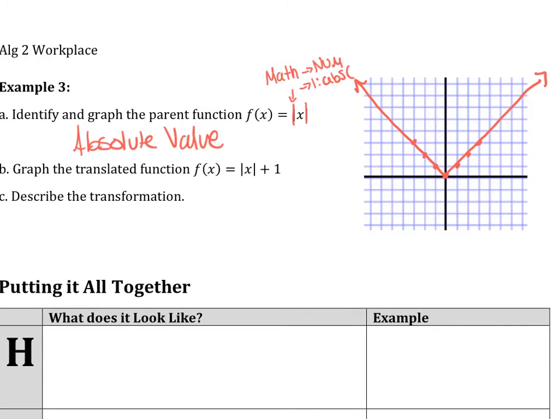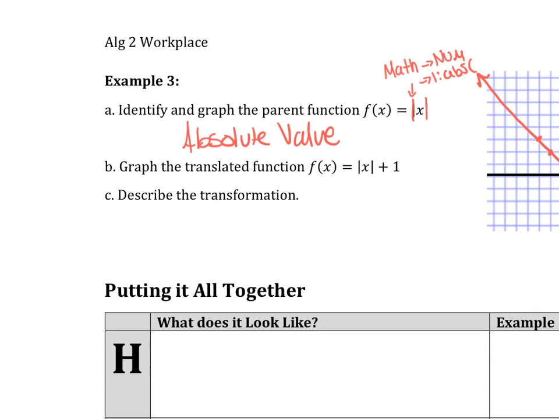So once we have our parent function graphed, if we look at our transformed function here, we have f of x equals the absolute value of x plus 1. So we have addition that's happening on the outside, which means this is a vertical translation. So up or down are the options, and we're adding 1, which means we'll be going up. So up 1.